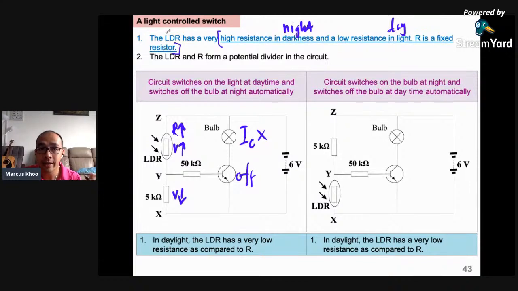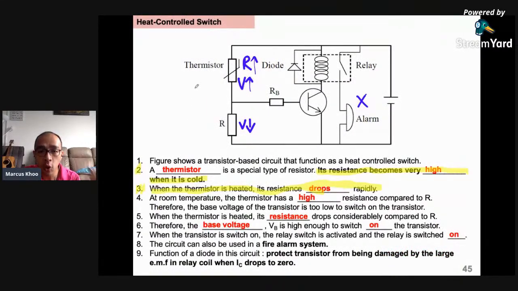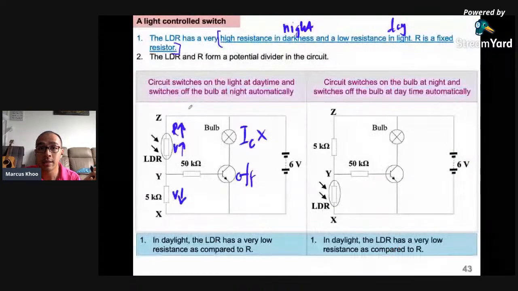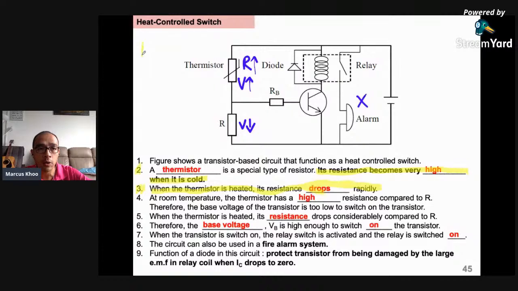For the LDR, light dependent resistor, at night it is high resistance, at daytime it is low resistance. For heat control, when it is cold, it's high resistance. When it is hot, it is low resistance. Okay, so if I want to summarize it now, sorry. If you want a simpler way to remember lah, well, it's not that simple lah, but can lah.